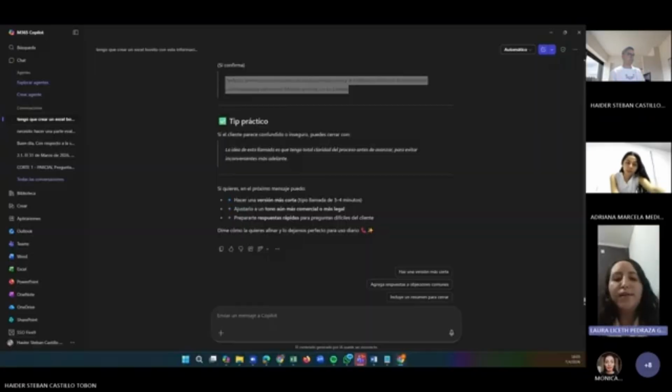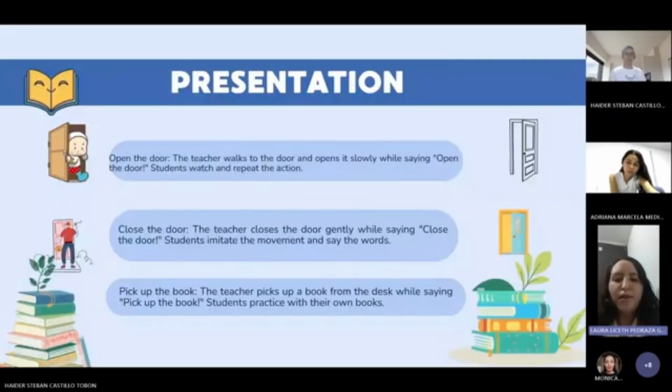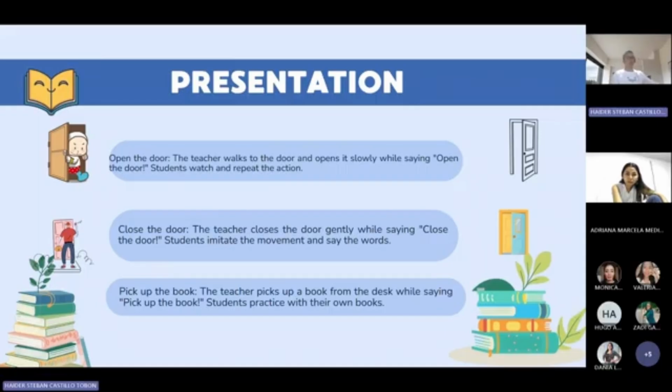Okay. After this brief introduction to the topic, my classmates will explain a little more about it. Bueno, después de esta pequeña introducción, mis compañeros van a profundizar un poco más en el tema. Muchas gracias. Thank you, Laura, teacher Laura.